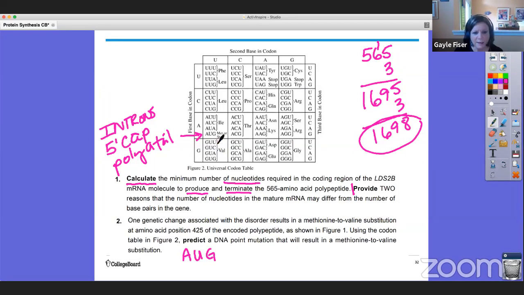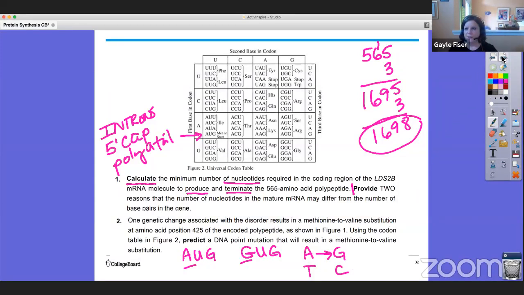So valine could be any one of these, but what's the closest to it that only one single point could be changed? It could be this one, right? So if it was GUG, then it would be valine. So this one letter. So we could have just a change from A to G, or if this was the DNA, and because this is the messenger RNA, remember? So this would have been a T to a C, okay?